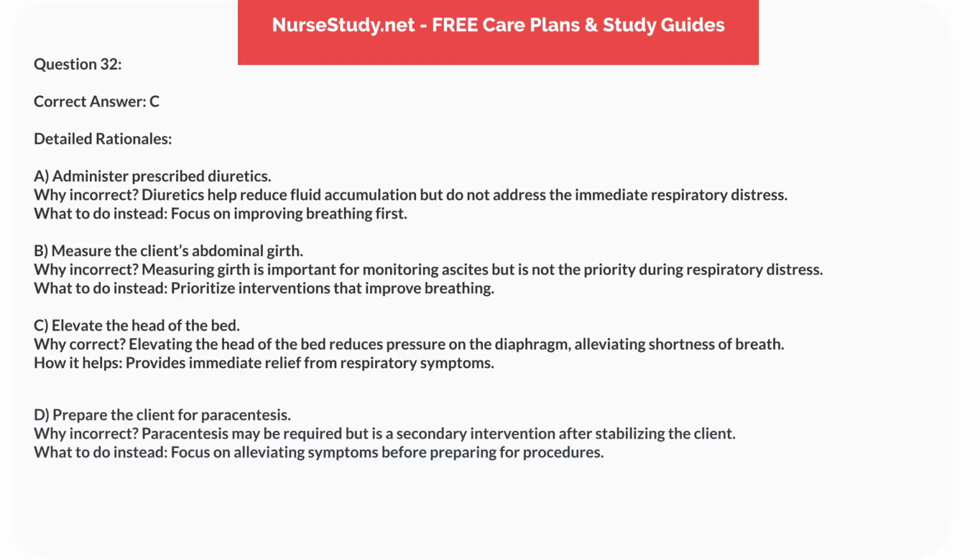C. Elevate the head of the bed. Why correct? Elevating the head of the bed reduces pressure on the diaphragm, alleviating shortness of breath. How it helps? Provides immediate relief from respiratory symptoms. D. Prepare the client for paracentesis. Why incorrect? Paracentesis may be required but is a secondary intervention after stabilizing the client. What to do instead? Focus on alleviating symptoms before preparing for procedures.